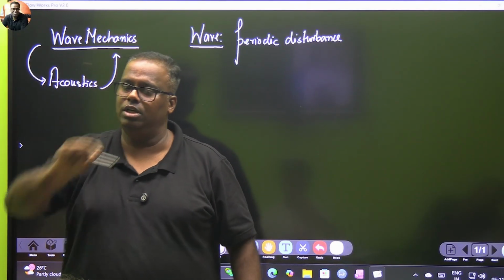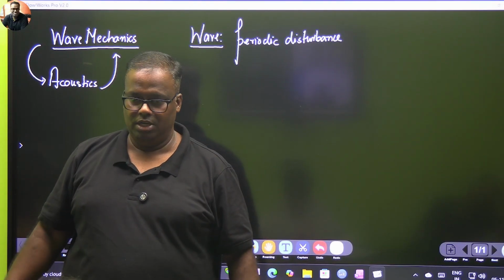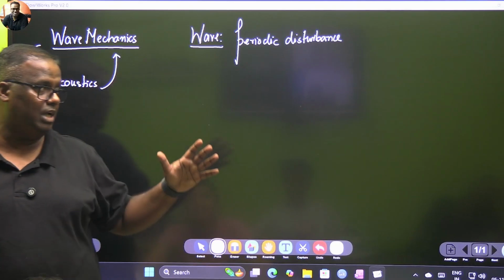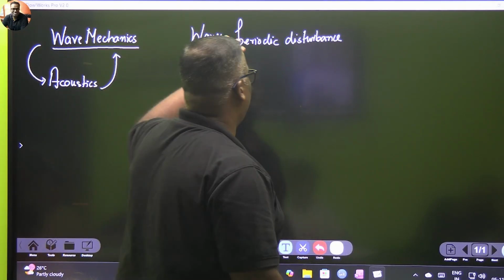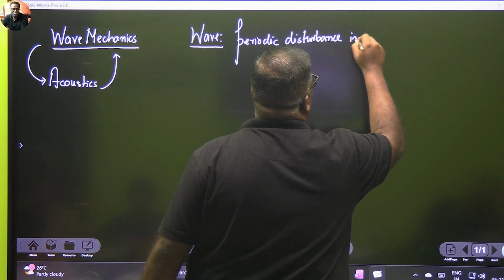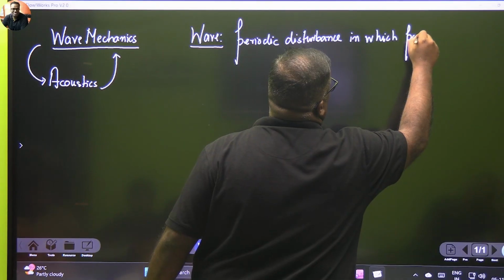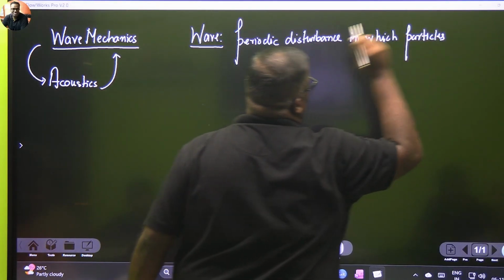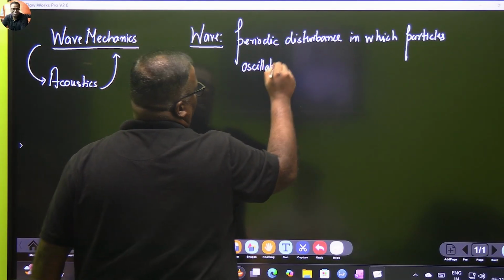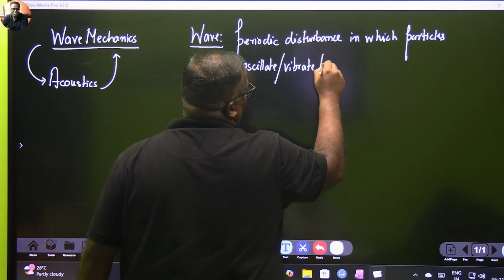The moon going around the earth, periodic, every 28 days, we can represent by a wave. A girl skipping, tuck, tuck, tuck, periodic. Wherever something is repeating at a constant interval, a wave is a periodic disturbance. And something interesting is that in it, particles, now this will become clear slowly, particles, I'll use the word oscillate, I'll use the word vibrate, I'll use the word move about.